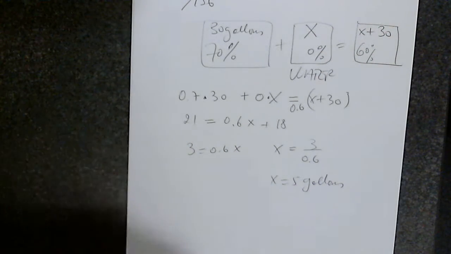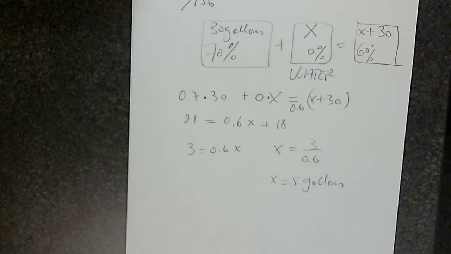So in order to dilute the 30 gallons of 70% antifreeze to a solution that is 60% concentration, I have to use 5 gallons of water. I understand this problem better. Good. Very good. Which means please review it so you're very comfortable with it.